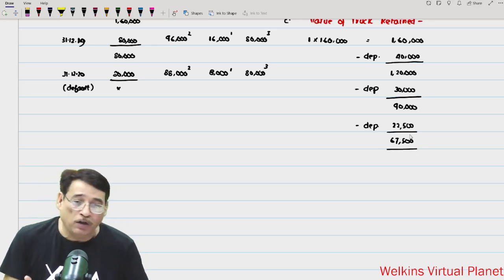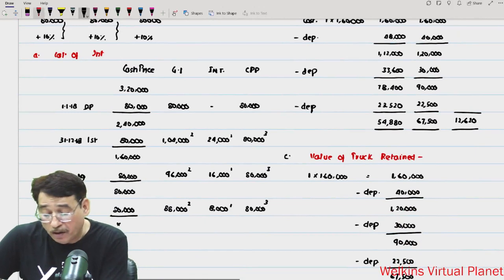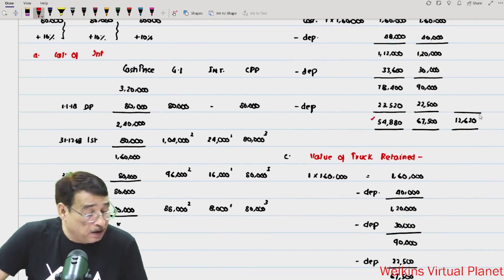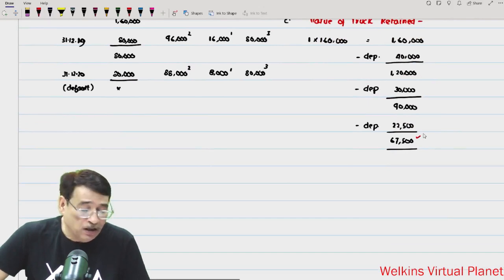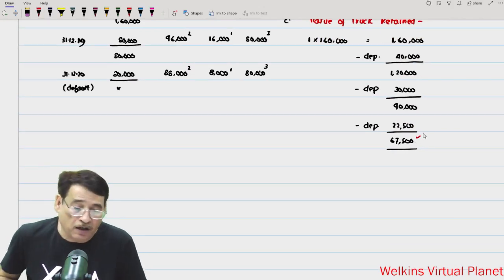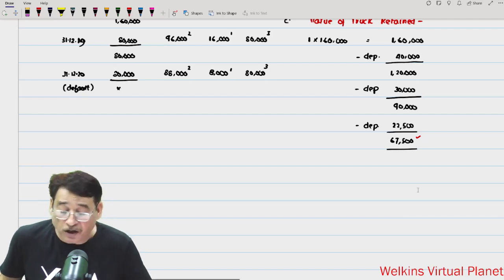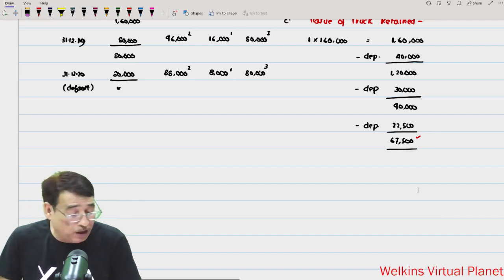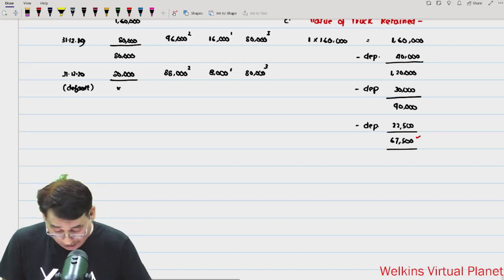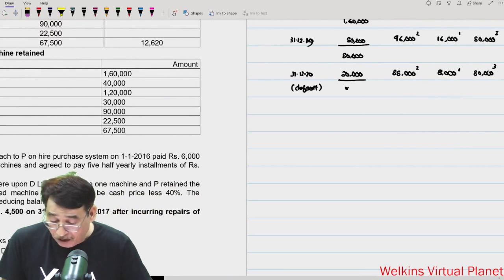Now you have all the items, you have the loss, you have the value at which the item has been repossessed, and loss is 12,620, and at this particular value, the truck account will be at the end of the third year. So this was your question, and as I've already told you, we are not going to do ledger accounts now. We are simply giving you a sort of practice. Now we move over to the other part.